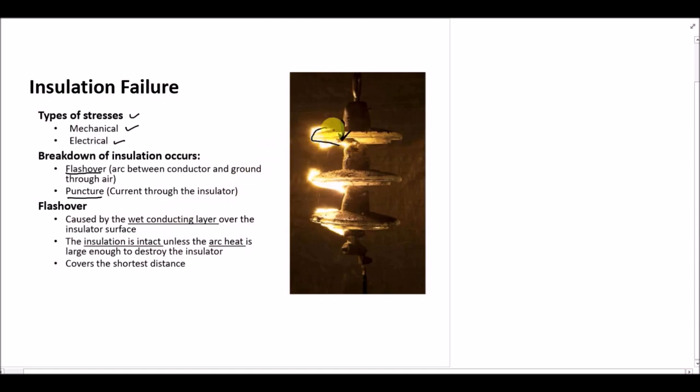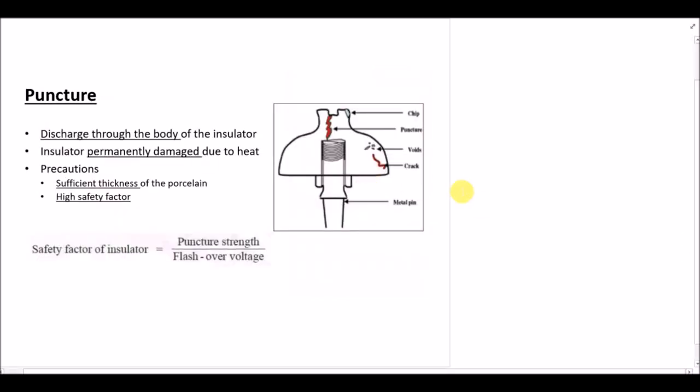In this case, once the flashover starts occurring, it does not permanently damage the insulator at the start, but once it is prolonged, heat is produced, and that heat will permanently damage the whole insulator. So this is known as flashover. In puncture, the discharge or current passes through the body of the insulator, and it permanently damages the insulator, and the dielectric strength of the insulator reduces to zero.